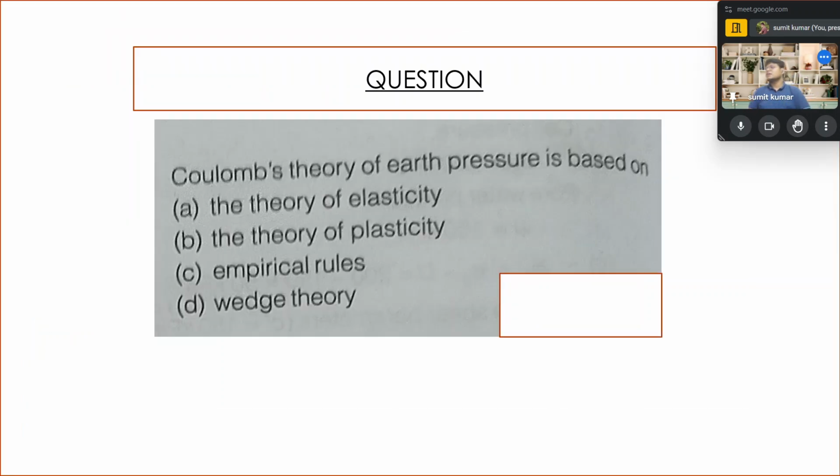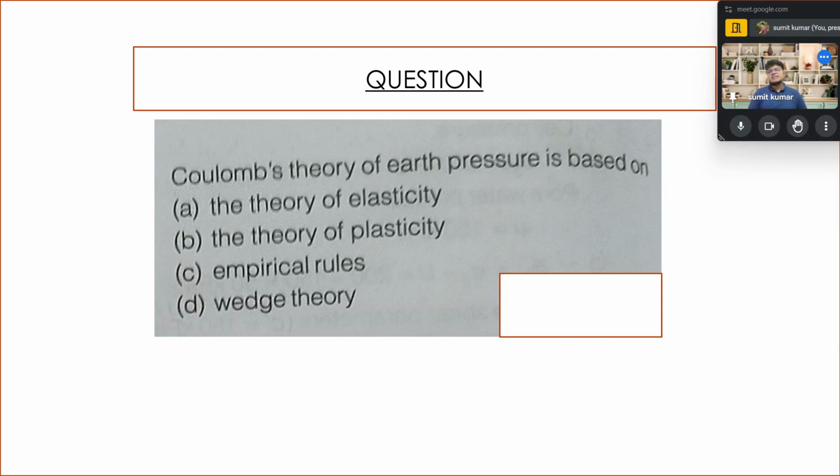Yes. Okay. So over here, when we talk about the Coulomb theory, it is also sometimes called the Coulomb wedge theory. First of all, I have given you this idea. Now read this problem. This is a multiple choice question asked in the GATE examination, and this is a 1 mark question. As you know, there are 65 questions in the GATE examination, out of which 35 are of 2 marks and 30 questions are of 1 mark. So this is a 1 mark question.